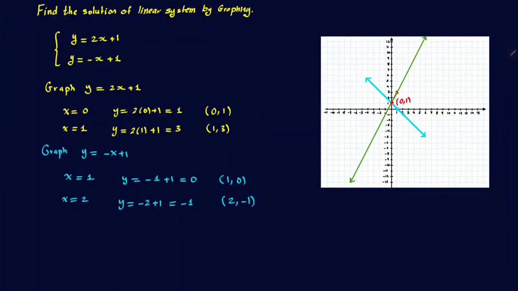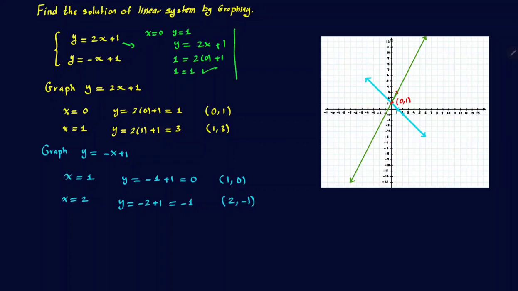Now finally, of course, you can go and check whether your answer is correct or not by replacing this point in both lines. It should satisfy both lines. For example, if I start with the first equation, if x equals 0, y should be equal to 1 based on the graphical solution. So let me try. In the first equation, y equal 2x plus 1. So replace y by 1 and x by 0, and get 1 equal 2 times 0 plus 1, 1 equal 1, so this is correct.